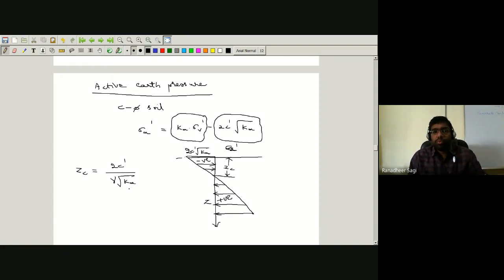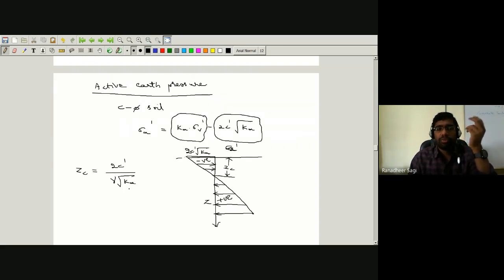So once we know the depth till which we come across tensile stresses developed in the soil, is it compulsory that in all cases we are going to come across this so-called tension crack? It need not be. It depends on the sigma A dash value you are calculating. In case your sigma A dash value for different depths is a negative quantity, it indicates that tensile stresses are getting developed in the soil.